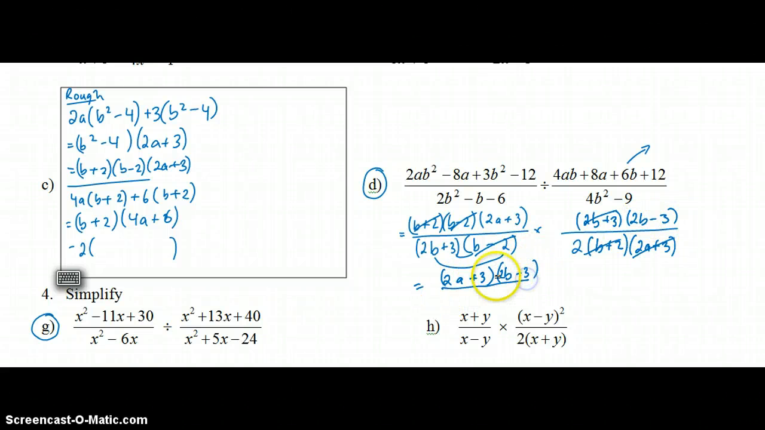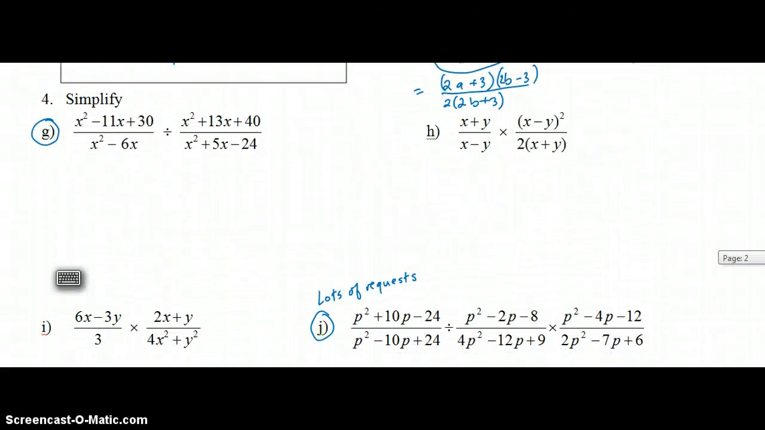Oh no, that's right. 2b minus 3. Darn, would have been nice if it canceled, but it doesn't, because there's a 2b plus 3 on the bottom and the leading factor of 2. Okay, would have been nice if that broke down smaller.